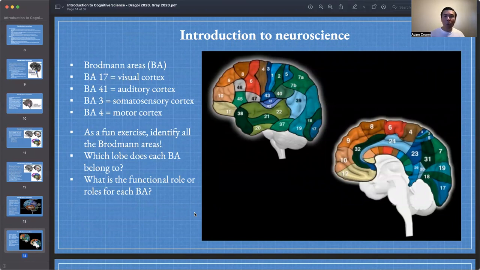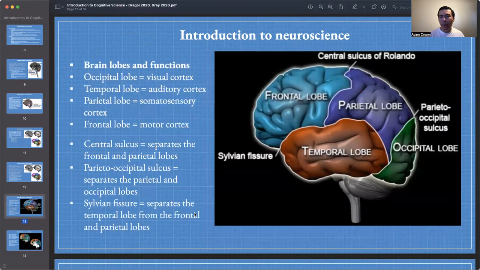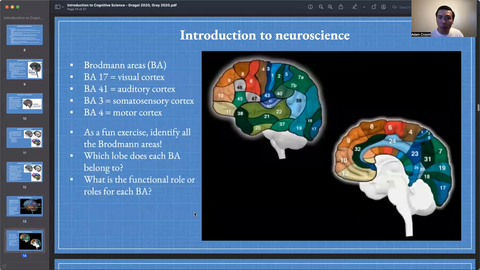Okay, so we'll see that although it's correct to identify the occipital lobe as the home of visual cortex, we can also identify it with BA17. Okay, so this area of the brain right here. Okay, and this will help us identify primary visual cortex from secondary and association areas.